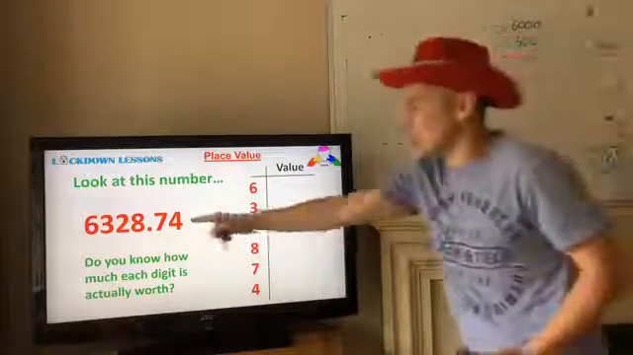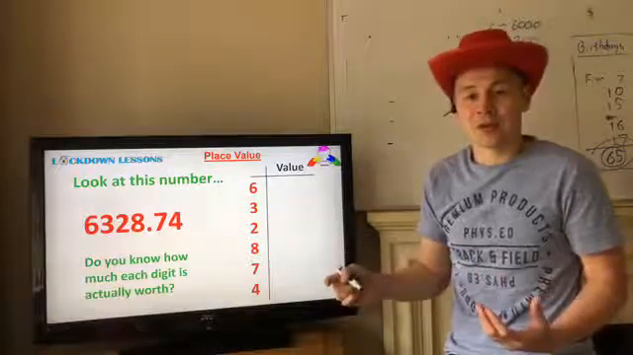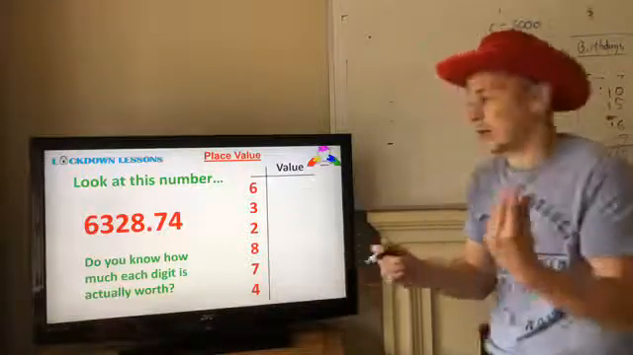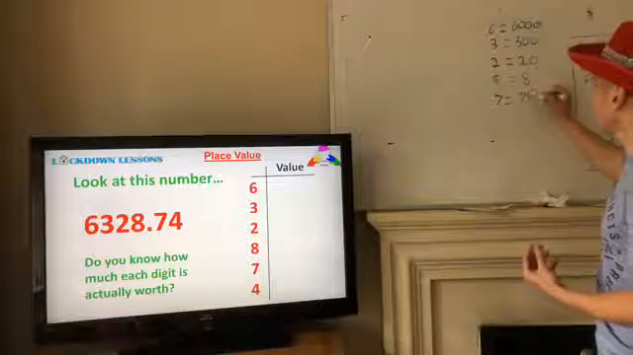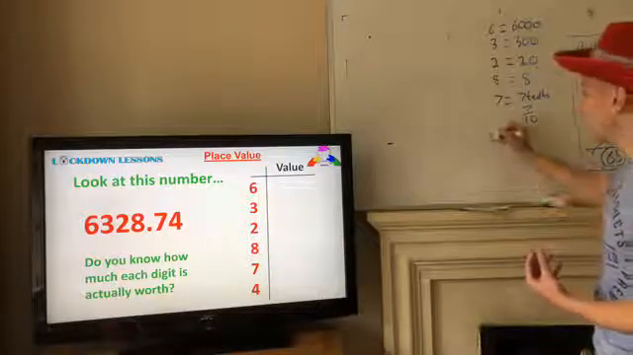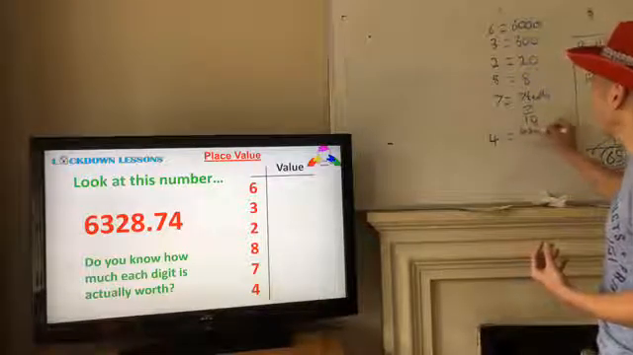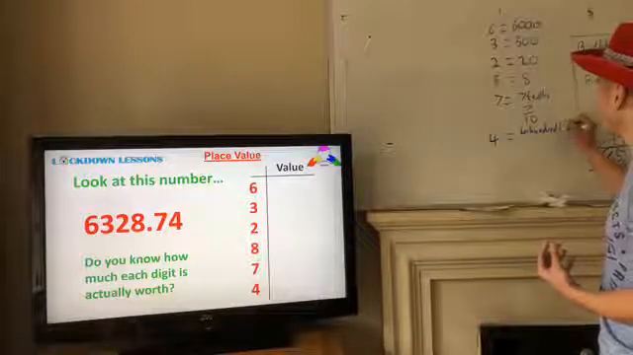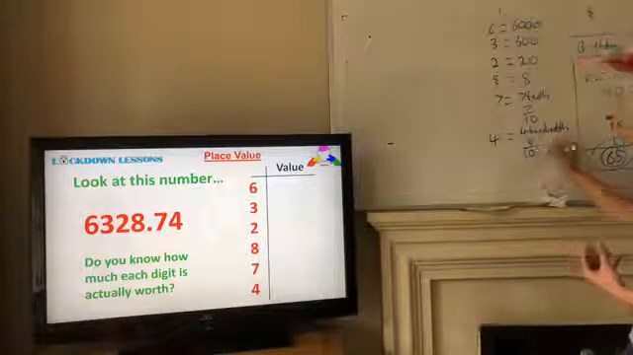Okay, moving to the trickier ones here. After the point, we get into tenths. These are really small bits here. So the 7 is worth 7 tenths, or 7 tenths as a fraction if you want, and the 4 is worth 4 hundredths, or 4 hundredths, like that.